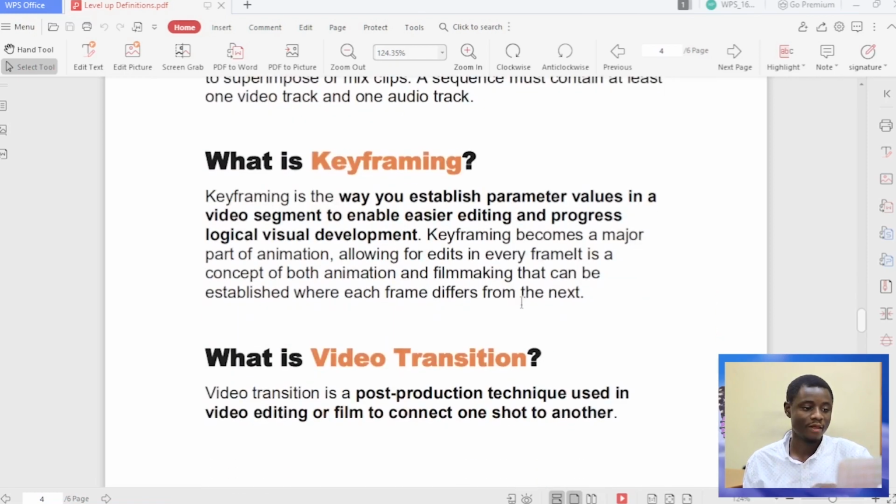You'll learn more later. Keyframing is the way you establish parameters and values in a video segment to enable easier editing and progressive logical visual development. Keyframing becomes a major part of animation, allowing for editing every fragment. It is a concept of both animating and filmmaking, where each frame differs from the next.